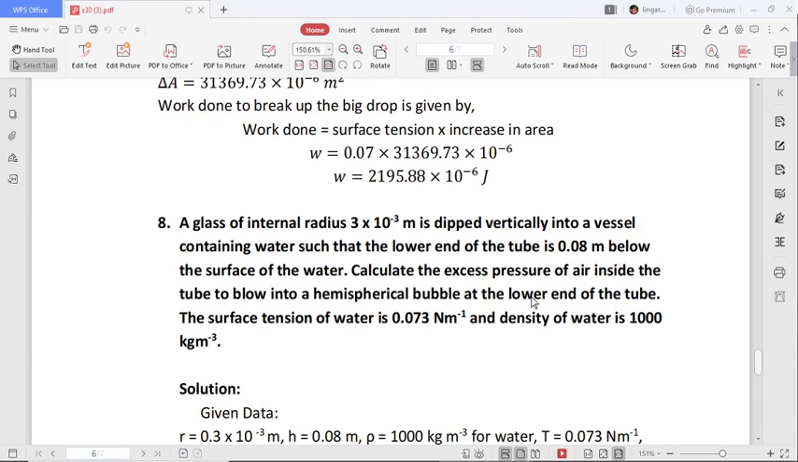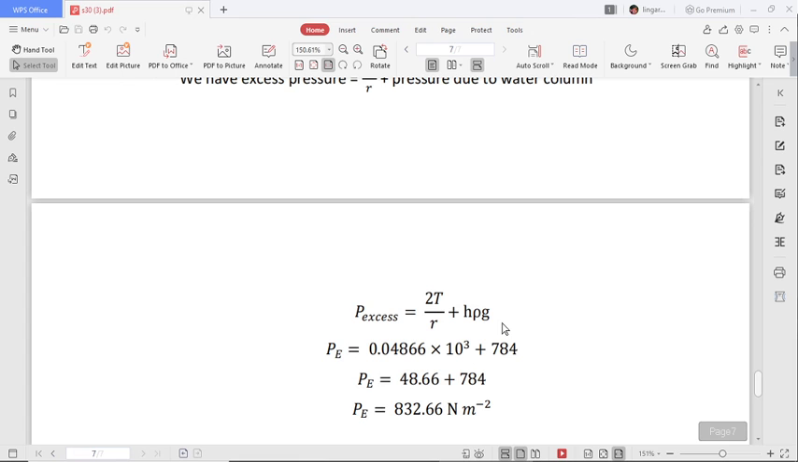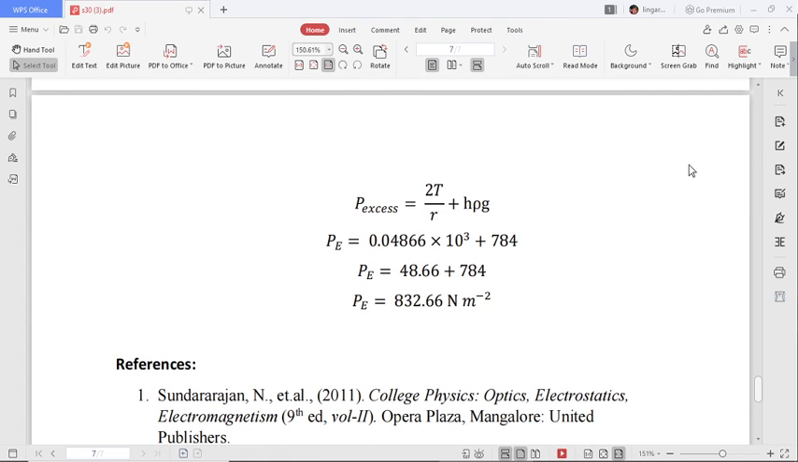So this is the way we calculate the excess pressure, given the surface tension of water, when there is a lower end of the tube below the water surface. It is also a very important problem and also a very simple problem.